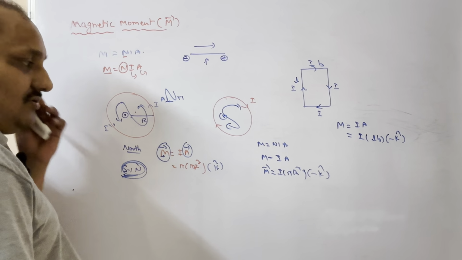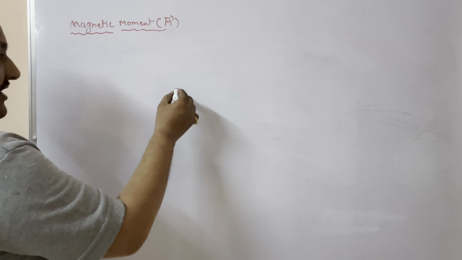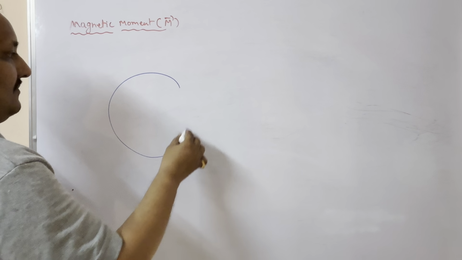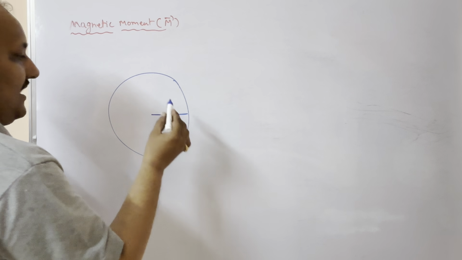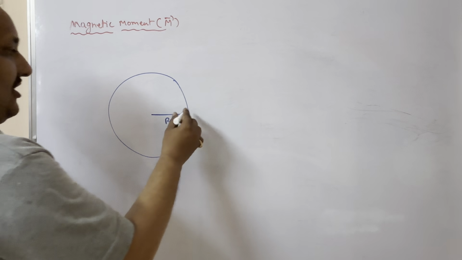And what is the formula for magnetic moment? Everyone will come to know this formula, NIA. Next we will see the magnetic moment of a revolving electron. If an electron is revolving in a circular path of radius capital R, so one electron is revolving.